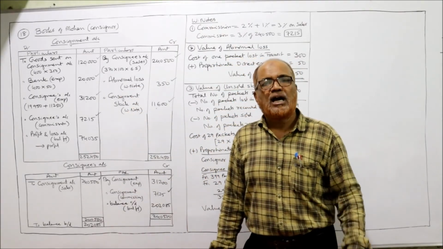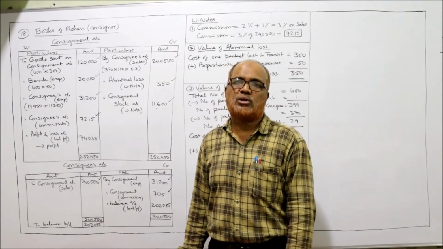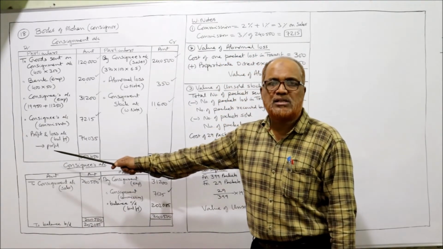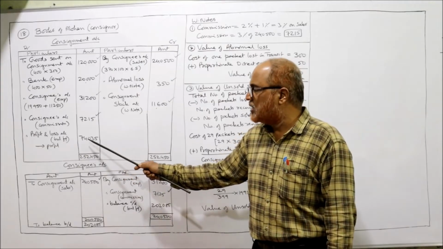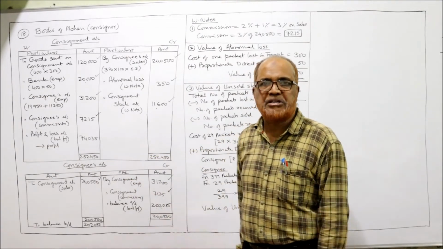So what is the entry? Consignment account debit to profit and loss account. The consignment account is debited and profit and loss account credited with 74,035, the balancing figure profit. That's it.